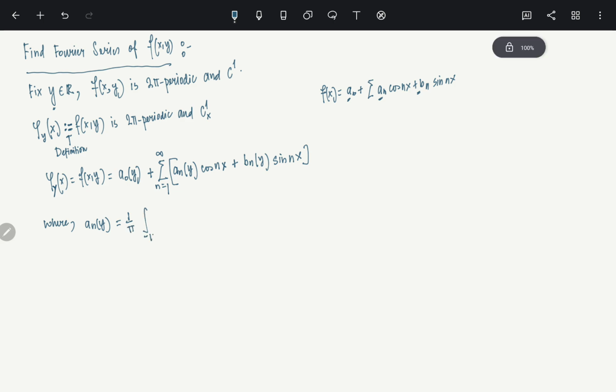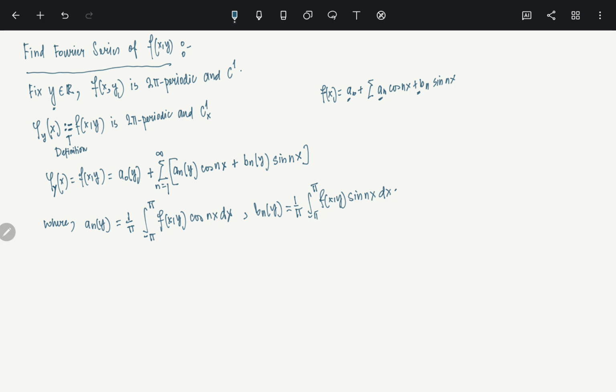So basically minus pi to pi. This is for a fixed y, right? I have fixed a y. So it is just on x, f of x y cosine nx dx. And of course you have b_n of y, which is 1 by pi, integral from minus pi to pi of f of x y sin nx dx. Yes, okay. I hope this is clear, everything is fine.